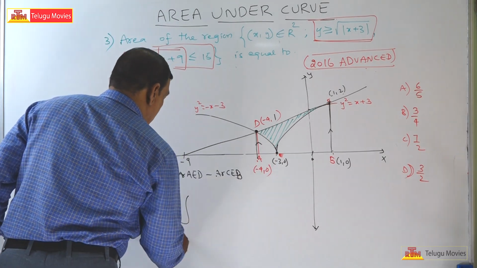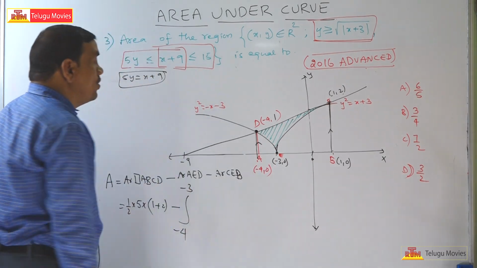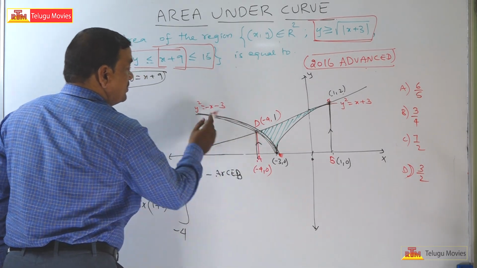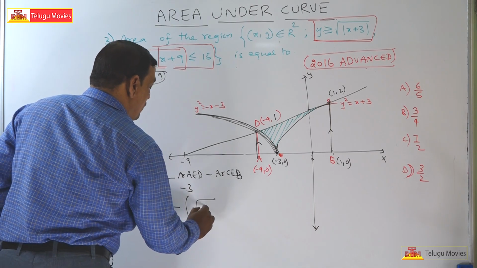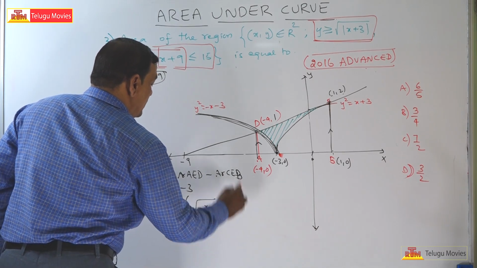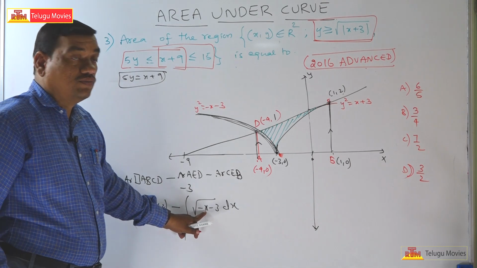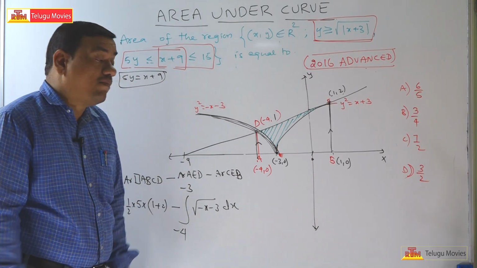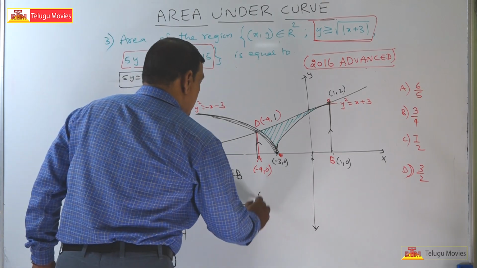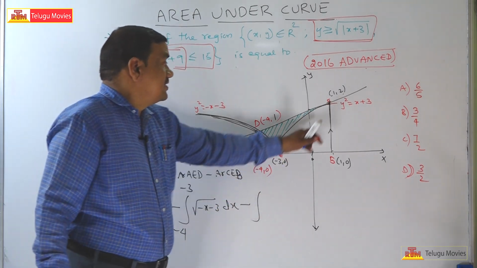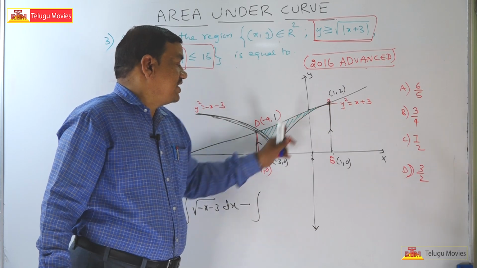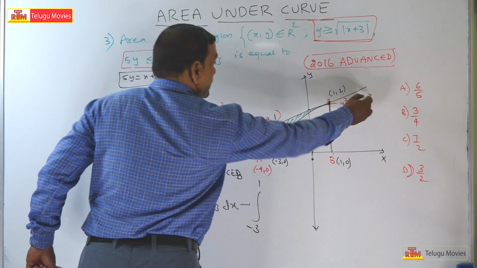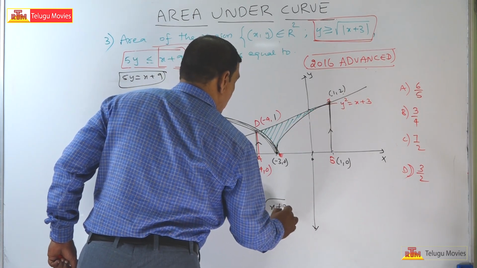that means integral from minus 4 to minus 3. What is this area? The curve equation gives root of minus x minus 3 dx. Don't think that this is a negative value, because for x from minus 4 to minus 3, minus x minus 3 becomes positive. Minus integral of CEB, this area. What is the lower bound? Minus 3, and the upper bound is 1. What is this? Root of x plus 3 dx.